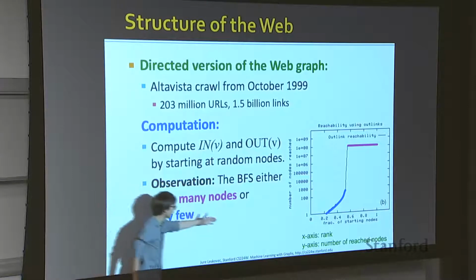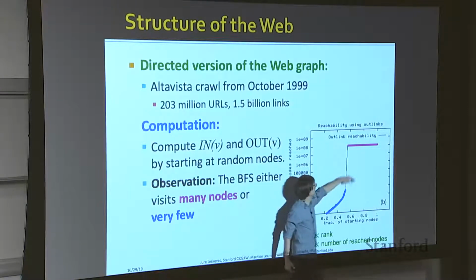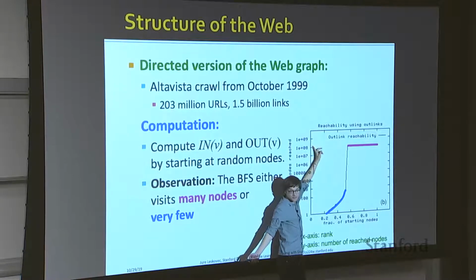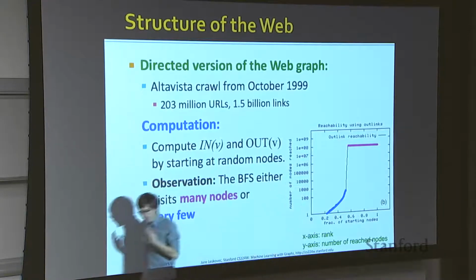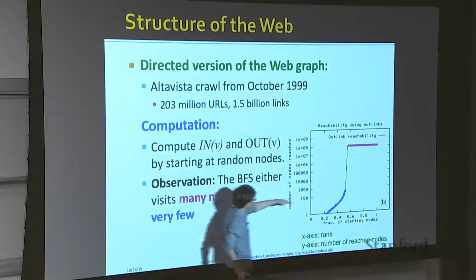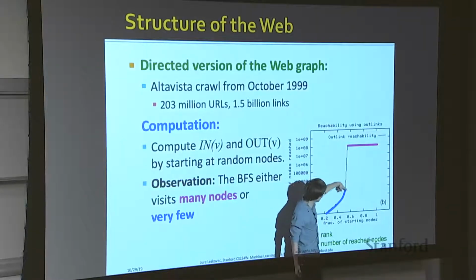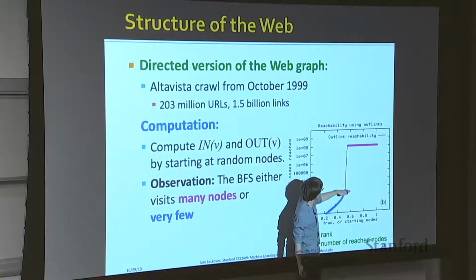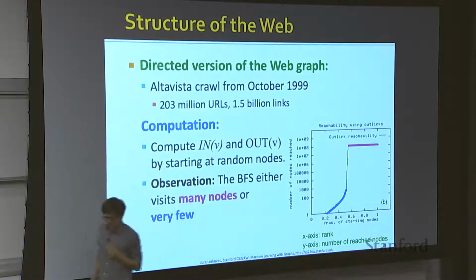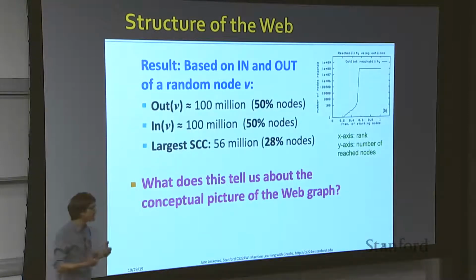I either get stuck quickly, or I visit hundreds of millions of nodes. That's the first cool, interesting thing. And notice that huge gap, the phase transition here. This is empty. You either get stuck here, or you get all the way up there. It's a big step, a big jump. Okay? So what did they find out?